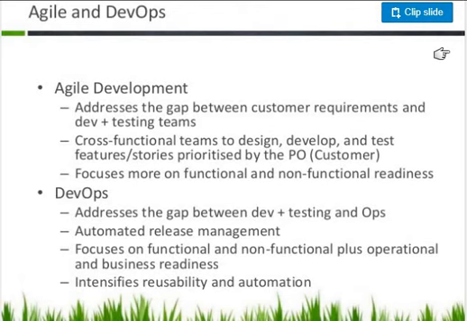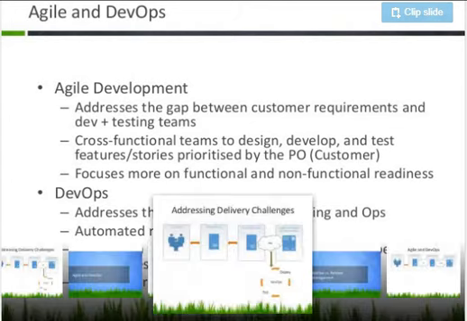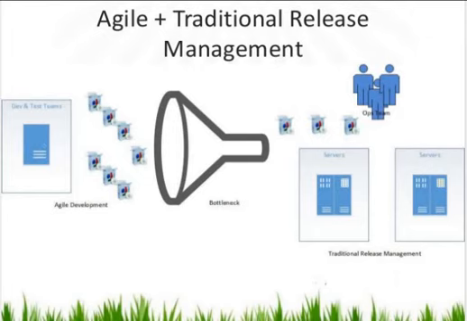That change should be quickly tested and it should be immediately impacted into the live environment, that is a production environment. So this is the term we are treating as operational and business readiness. Then we have it intensifies reusability and automation, right? Then agile plus traditional release management.